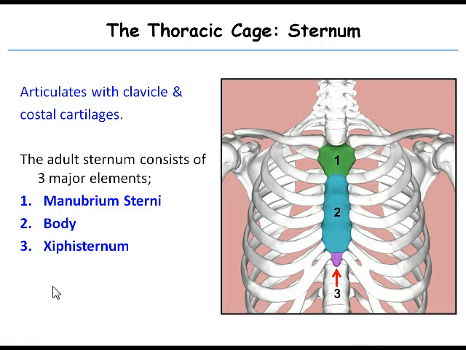Let's now look at each of the bones of the rib cage, starting with the sternum. The sternum actually consists of three major parts. Starting superiorly is the manubrium of the sternum, or manubrium sterni. The largest part in the middle is the body, and most inferiorly is this small xiphoid process, or xiphisternum. The sternum is extremely important as it articulates with both the clavicle and therefore the appendicular skeleton, as well as the costal cartilages, which stabilize the ribs and therefore the rib cage.